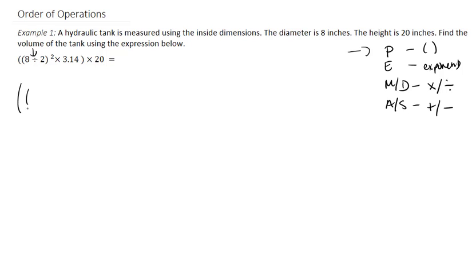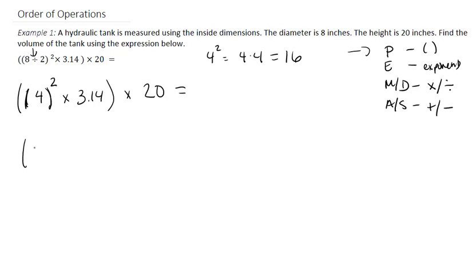We're going to leave everything else as is, but all we need to do is just go 8 divided by 2, which is equal to 4. We keep the exponent times 3.14 and that parentheses, and then times 20. So we are still on this first step, parentheses. We can deal with this exponent because it's attached to this parentheses. So 4 squared is really just 4 times 4, which is equal to 16. So we have 16 times 3.14, then times 20. So we have dealt with the parentheses of this first one.